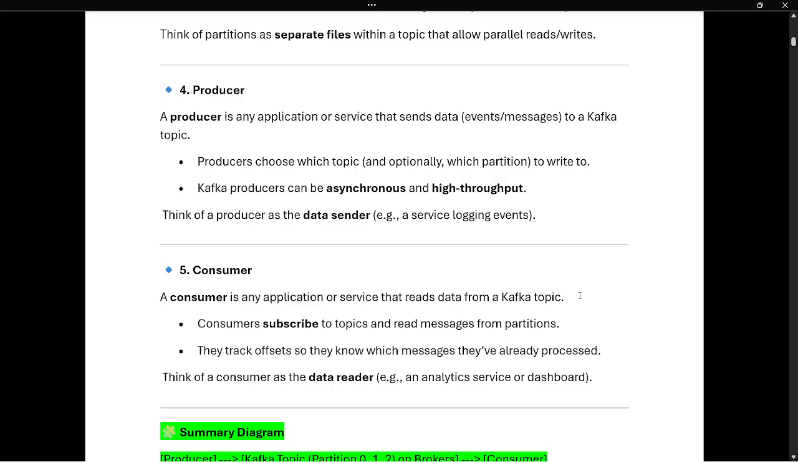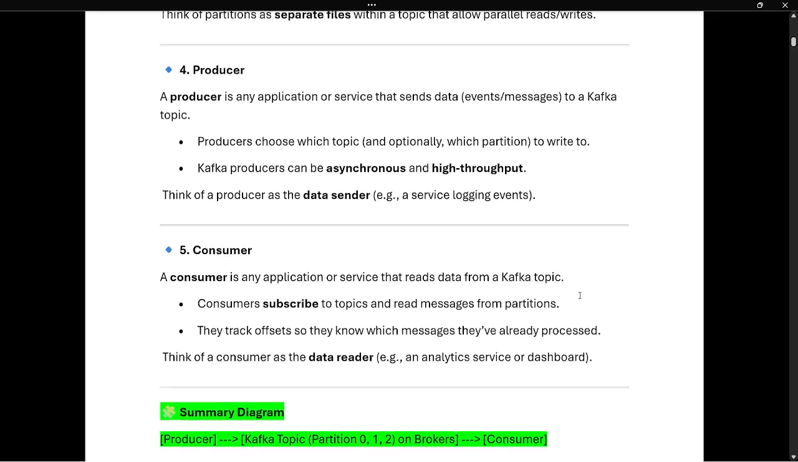Okay. So a consumer subscribes to a topic and reads messages from partitions. That's why the consumer's work is to go to different topics. From a topic, however many partitions there are, you can read the data from those partitions in parallel. That's why parallelism comes into the picture, or vertical scaling and horizontal scaling. They also track offsets, so they know what message they have to process. So a consumer is nothing but a data reader.